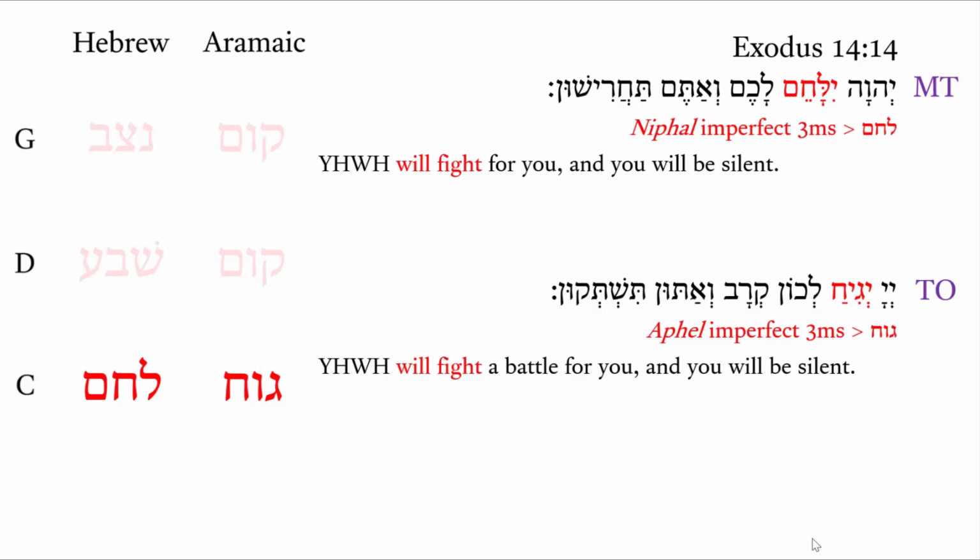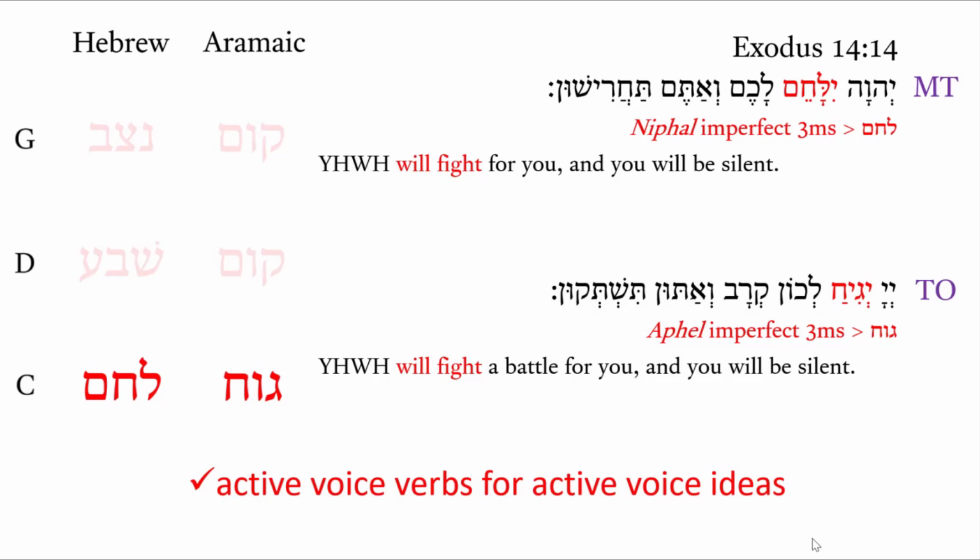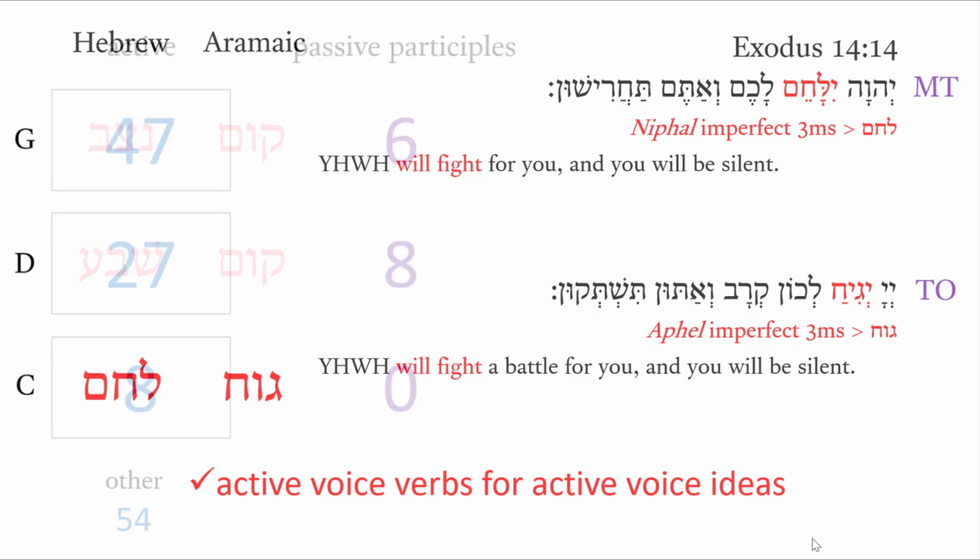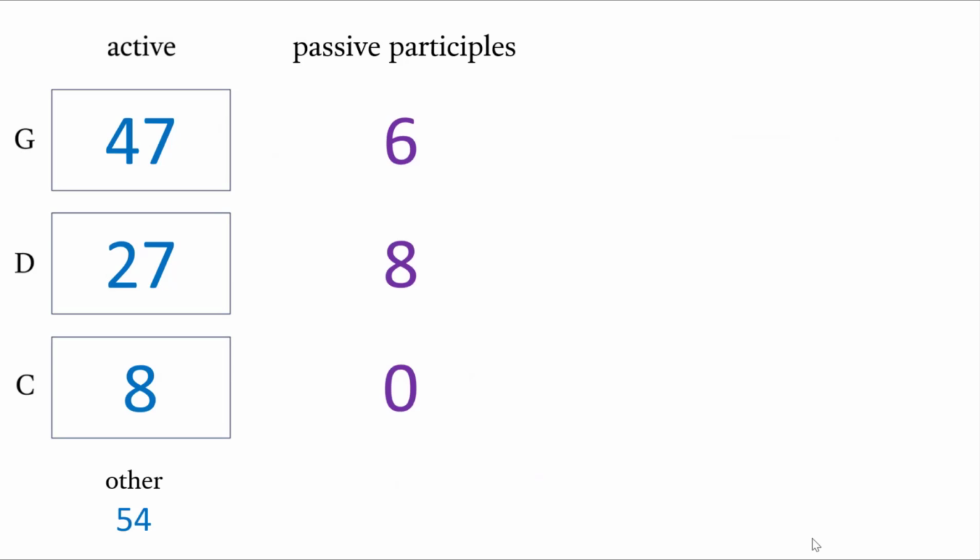So again, using these active voice stems makes total sense when it seems like the nafal itself, because there is no kal for one thing, is an active voice idea, so to select active voice verbs for an active voice idea. Intuitive, no problem. Okay, so let's take those out of the equation.